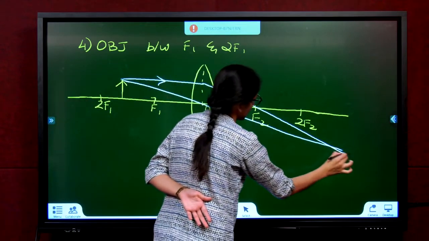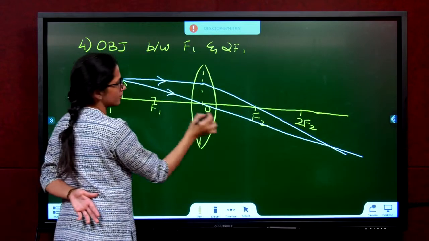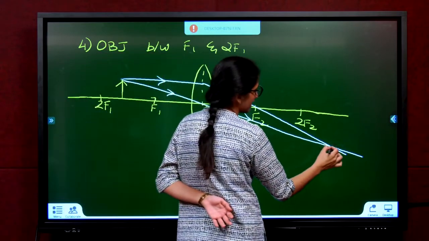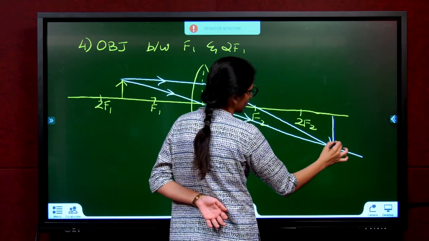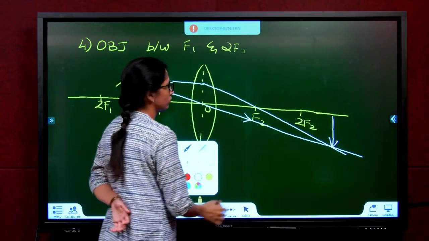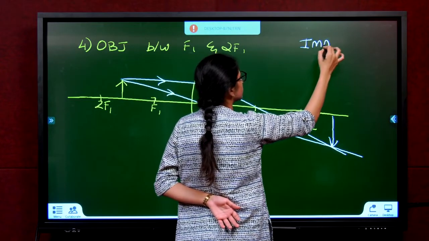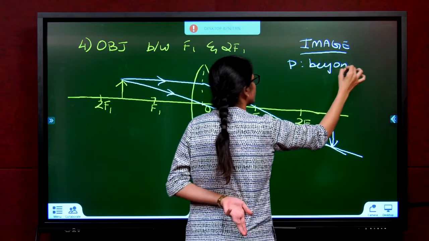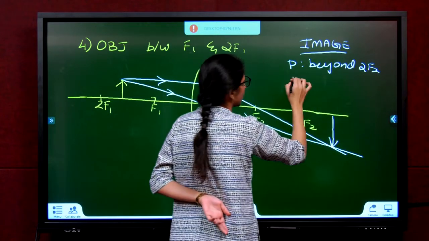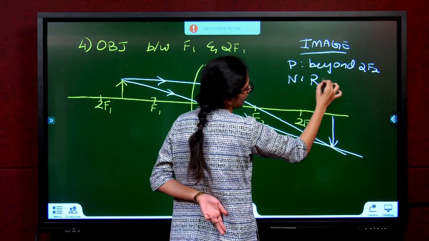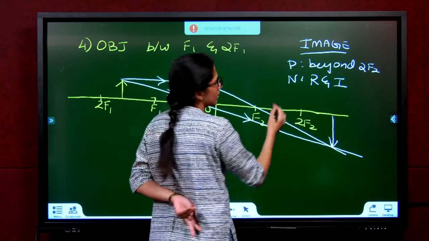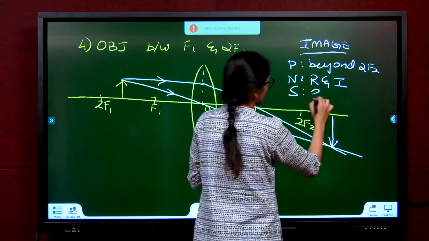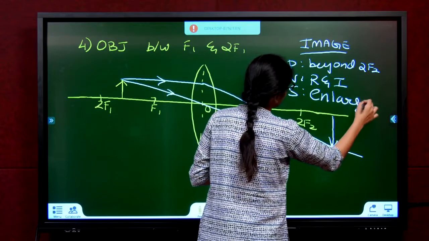Yes. So you can see the ray is going undeviated. Where do they meet? They meet beyond 2f2. So write down image position beyond 2f2. Nature, real and inverted. Size, enlarged. Is it highly enlarged? No, but it is enlarged.